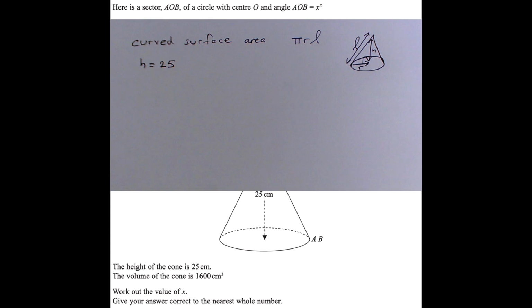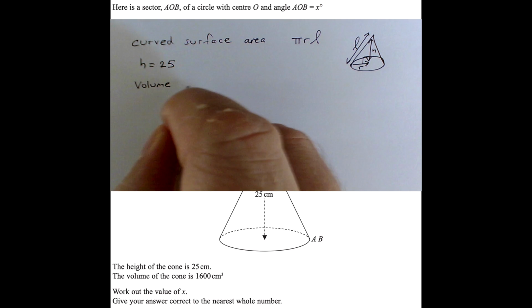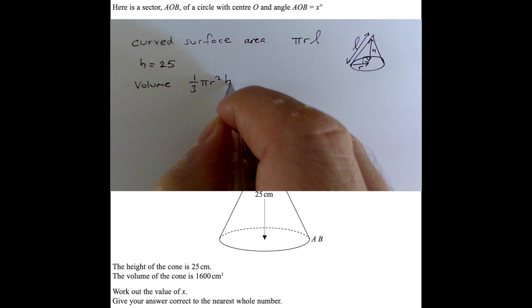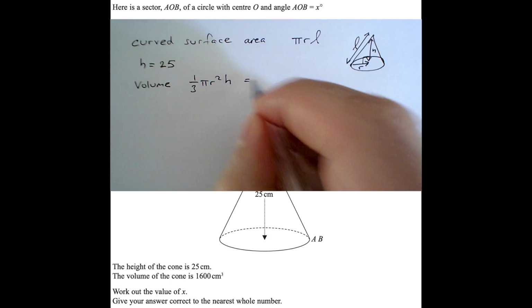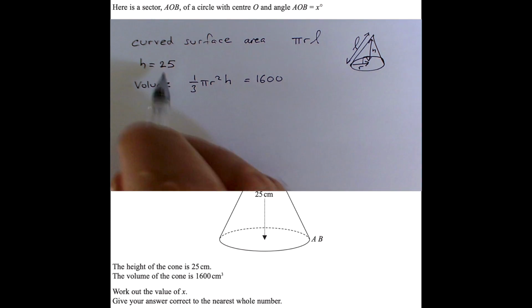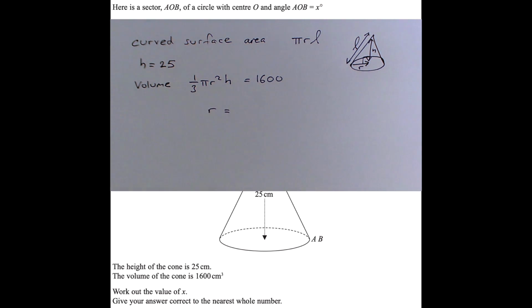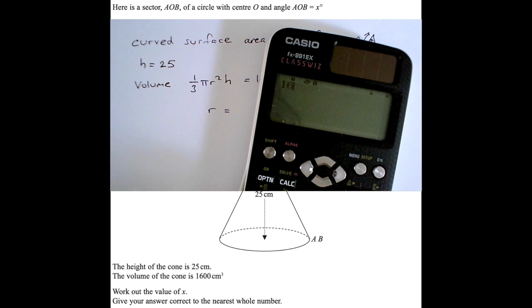We're given the height, 25. We're also talking about the volume, and again, this is another formula they give you in the exam. The volume of a cone is a third pi r squared h. We've got h, and we're also told the exact volume, 1600 centimeters cubed. Everything's in the same units, so we can just work out the value of r. If I times both sides by 3, divide by 25, I get pi r squared, divide by pi, and square root, and I'll get the radius.